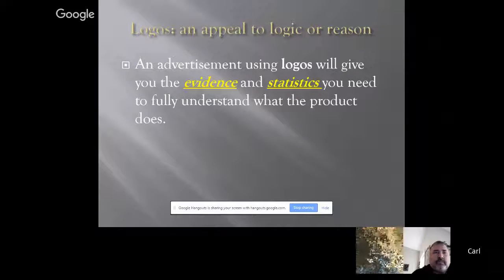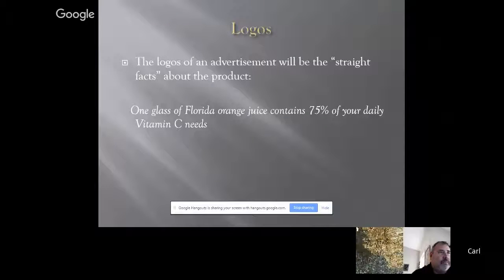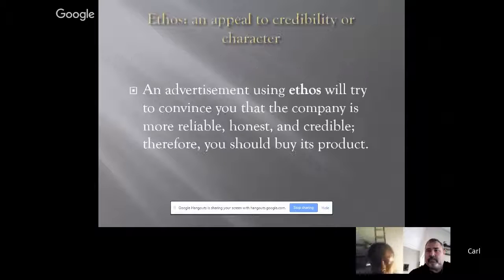Logos: evidence, statistics. We discussed that. All right, logos of an advertisement. Straight facts about the product. One glass of Florida orange juice contains 75% of your daily vitamin C. So that can have people drinking Florida orange juice, because I know I really need to drink it. And vitamin C is very important because it fights off sickness and it does a lot of good things for us. It's one of the most important vitamins in our body, so that really helps out.